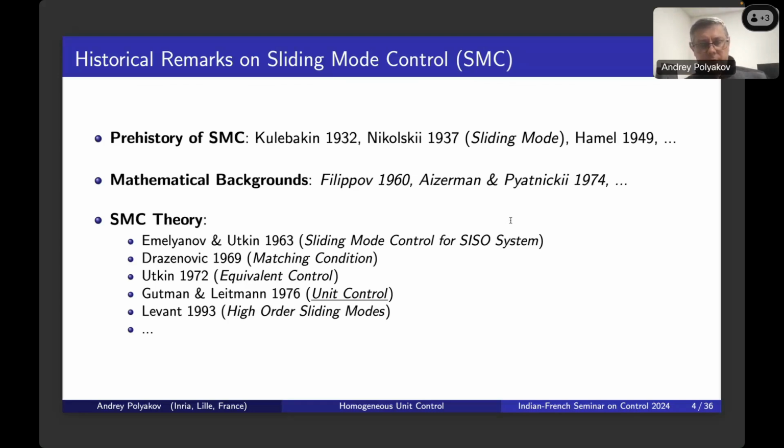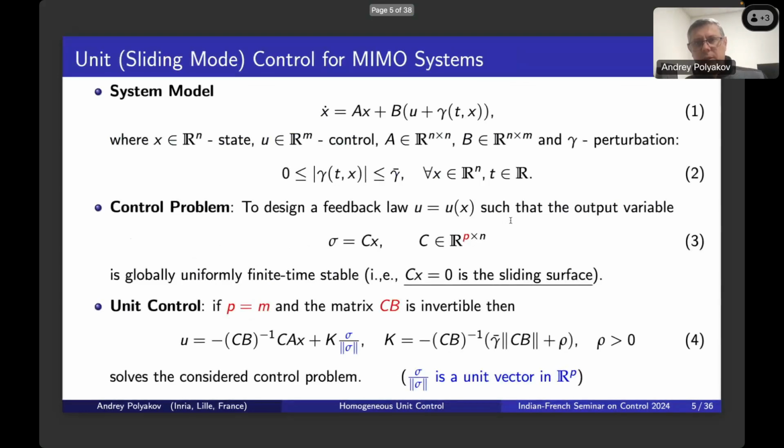There are a few papers referred here where some points of derivations in the sliding mode control theory appeared, and one of them is the so-called unit sliding mode control, unit control for short. It was presented first at a conference, I think it was the CDC in 1974, and next it was a paper in IEEE. And since then, let's say the methodology for this unit sliding mode control was not modified. So it is a very classical approach.